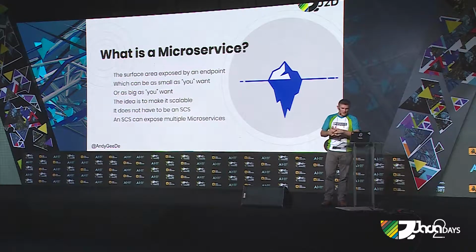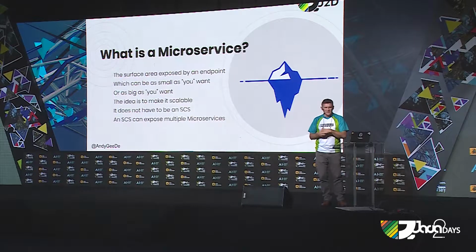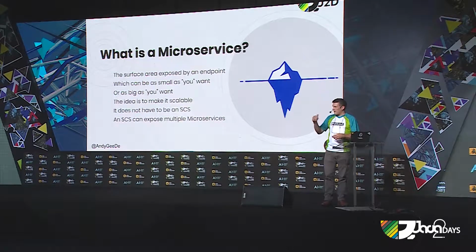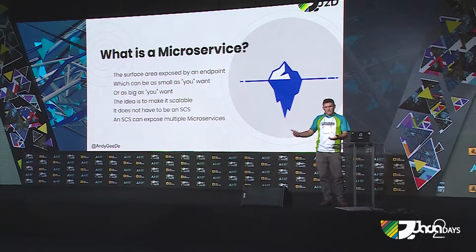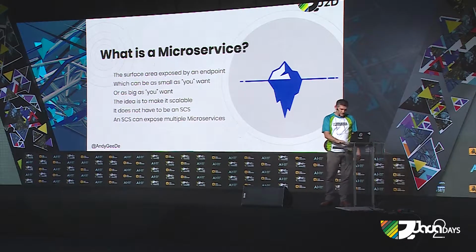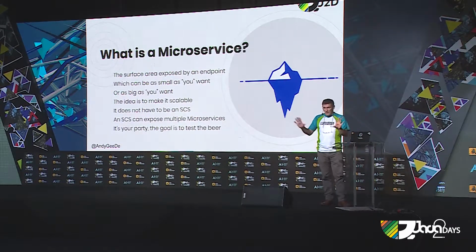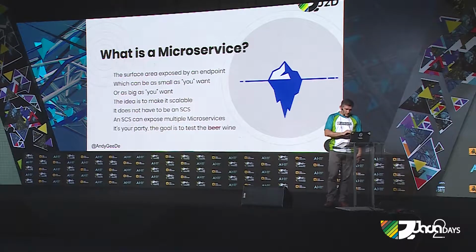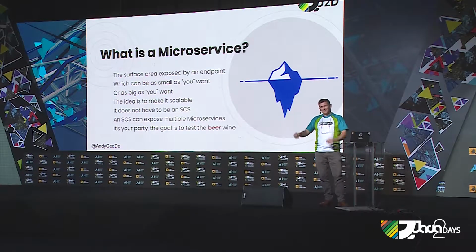So some people get very angry when you say something's writing to a back end of a microservice. I have a good example for that. I had to write a microservice for a Logstash application. So Logstash is being fed by hundreds of clients, and the service was basically an aggregator that filtered out sensitive information from the logs. So that's a good example of it not being a self-contained system. It's your party. The goal is basically just to test the beer. And for the sake of equality, wine for the ladies.